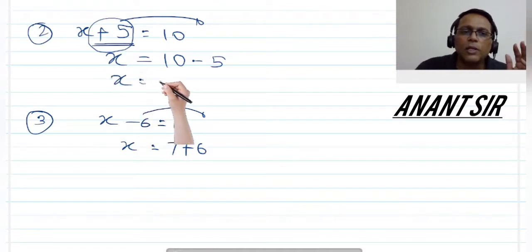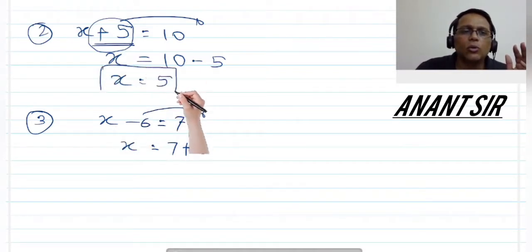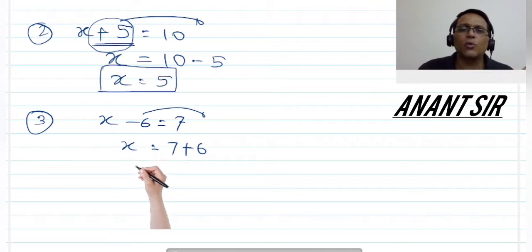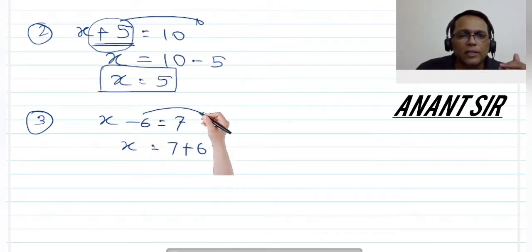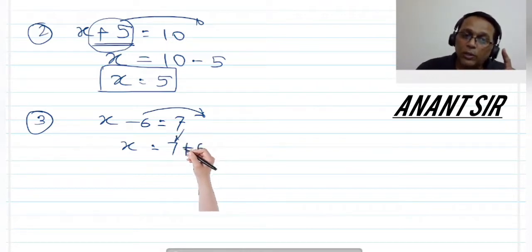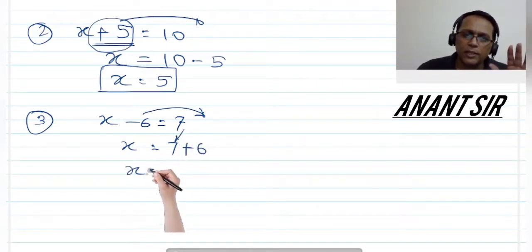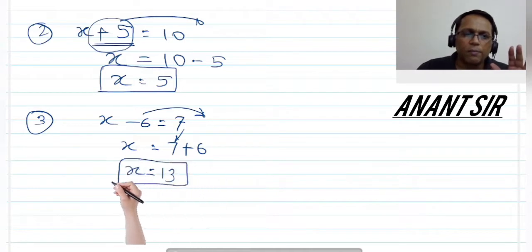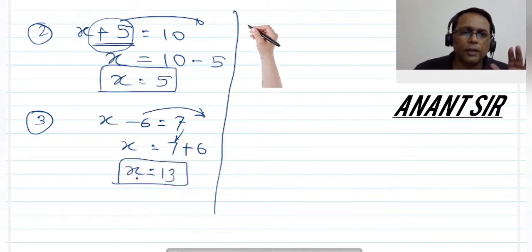Now what is 10 minus 5? It is 5. So this is the answer. See, it's a very simple question. Similarly here minus 6 goes to the other side. It becomes plus. Don't change the sign of this 7. Okay, it will remain as it is and this becomes 13. Now next question.